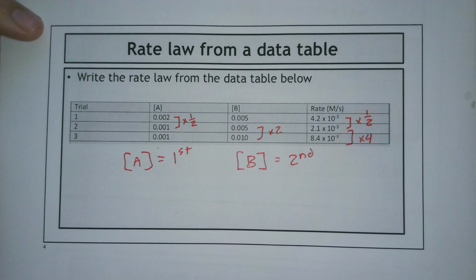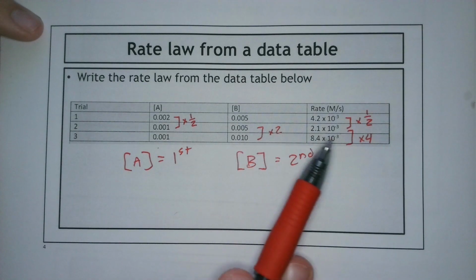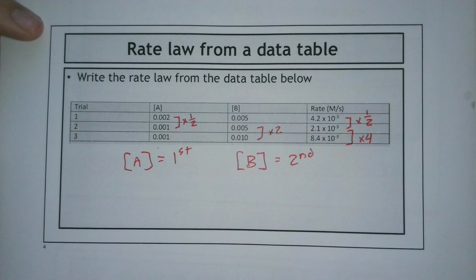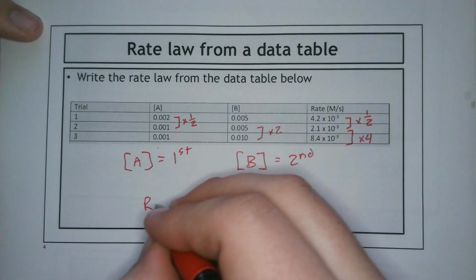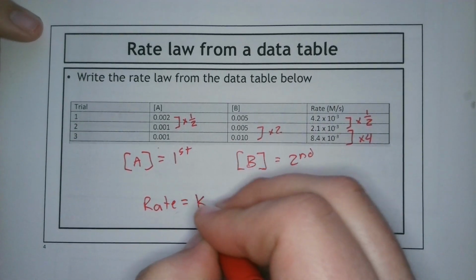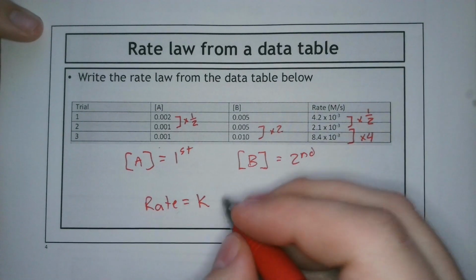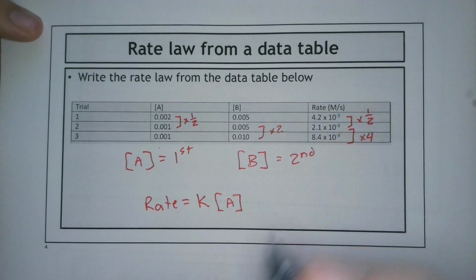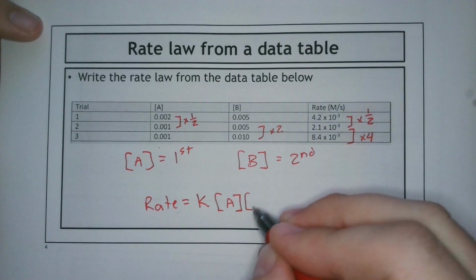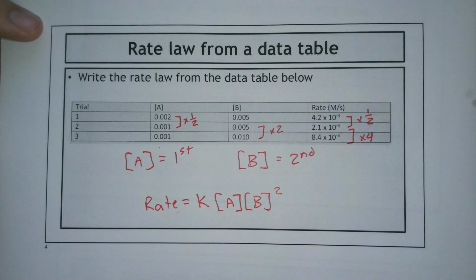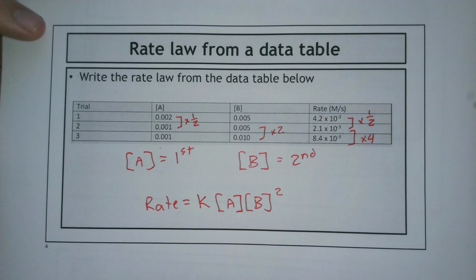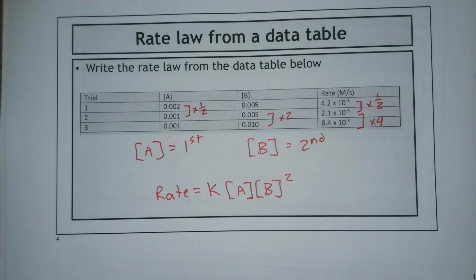The third option that you'd really see is if there's no change. Say I doubled the amount of B and my rate stayed exactly the same, we would know that's 0th order. When I go to write my rate law, this first part's always the same: rate equals lowercase k, and then just put in brackets each of the things that affect the rate. A affects it to the first power, so I'll put A and just leave it so it's to the first power, and B affects it squared. And that expression is your rate law. That's what you're looking for.